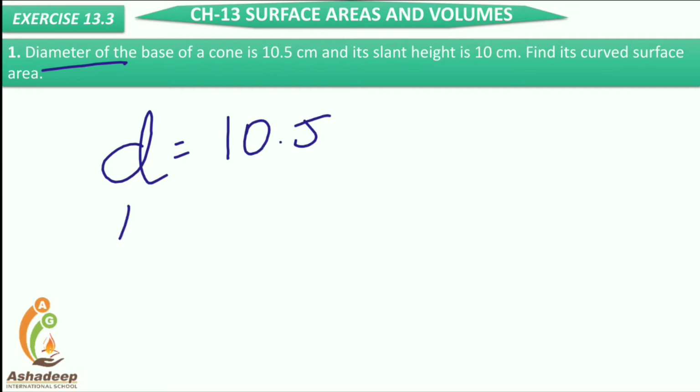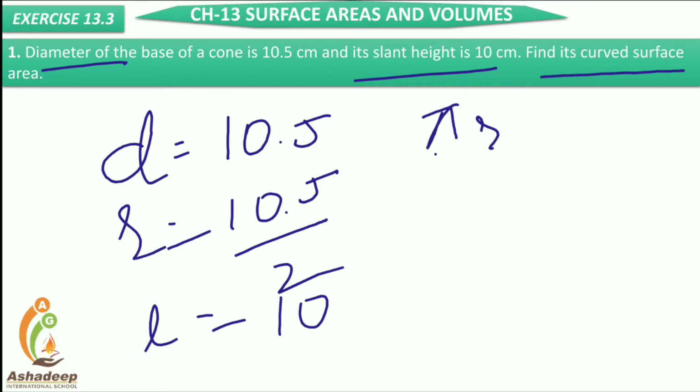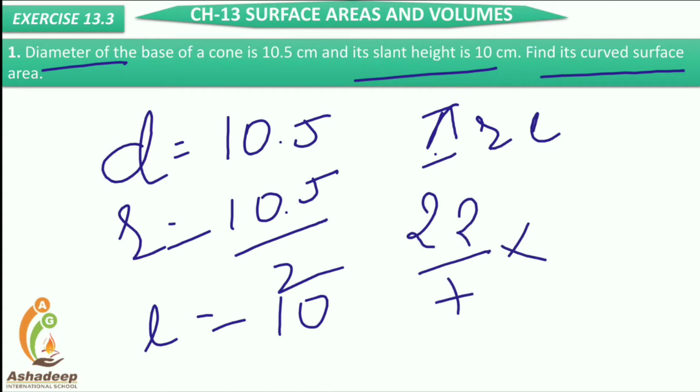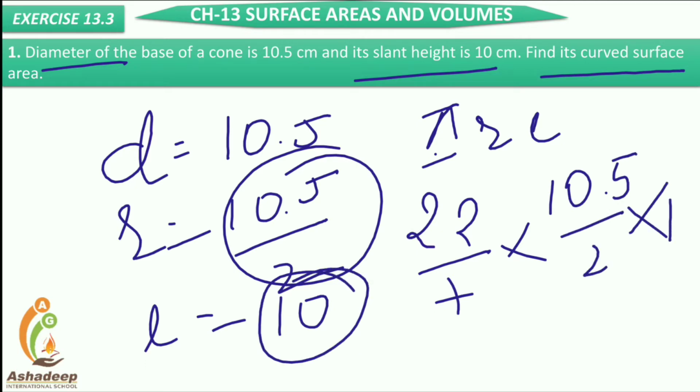So the radius is 10.5 divided by 2. The slant height L is given, and that is 10. So we have to find out the curved surface area. So what is the curved surface area? It is nothing but pi r L. So what is the value of pi? 22 divided by 7. What is r? R is nothing but 10.5 divided by 2. And what is the L? L is nothing but 10.